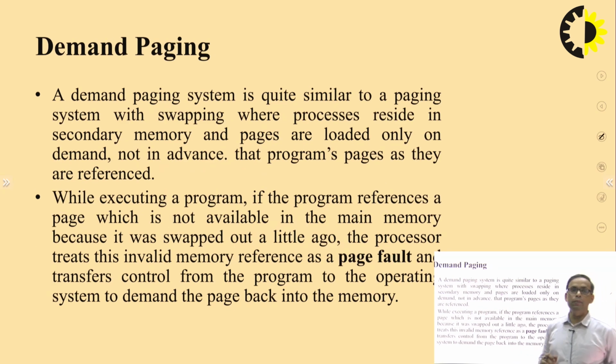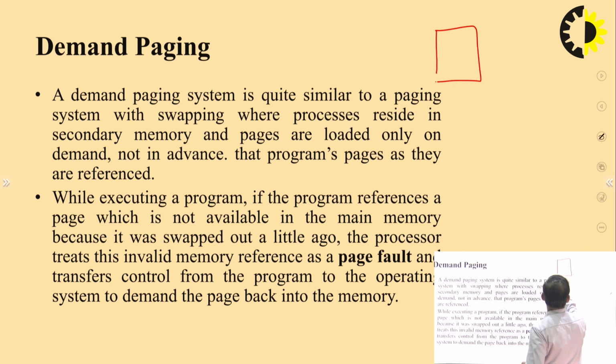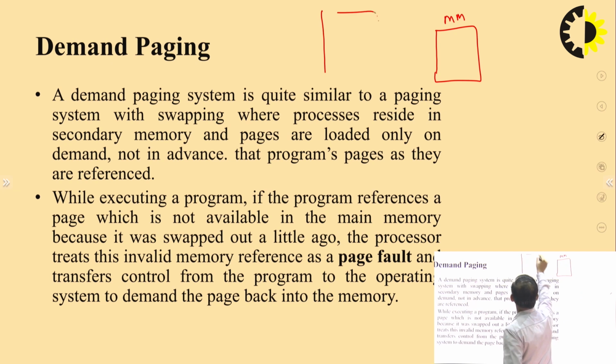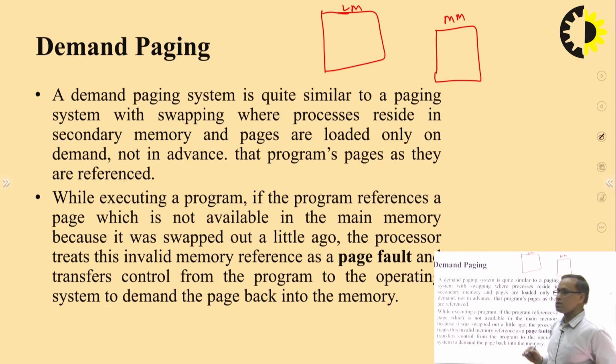Next one is demand paging. As we know, paging is a non-contiguous memory allocation method used by the operating system. What we do in paging is basically divide the main memory into different parts known as frames. Suppose this is our main memory and this is our logical memory. Logical memory is nothing but the process size.